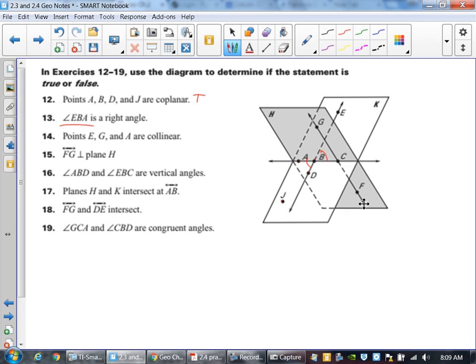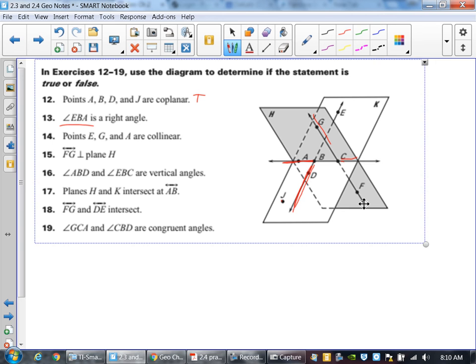And then lastly, angles GCA and CBD are congruent. Is there any way of knowing that those two angles are congruent? No. Because they're not even intersecting one another. They're completely two different angles. If we had tick marks on them, then you could say it.